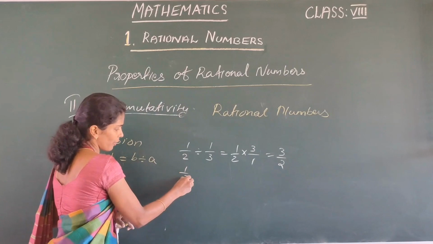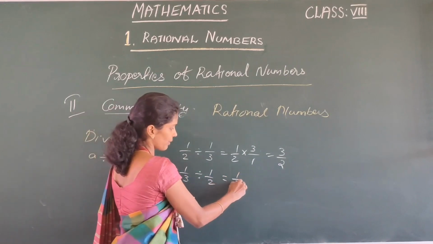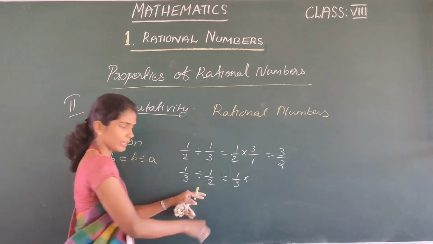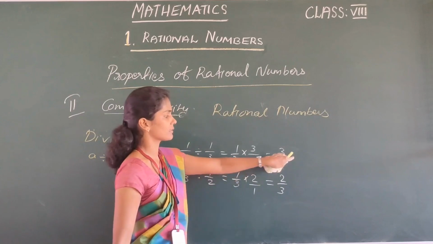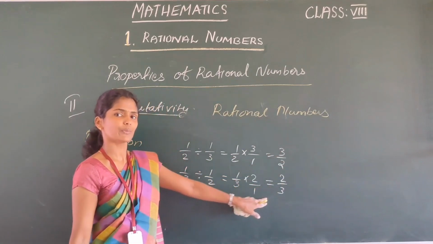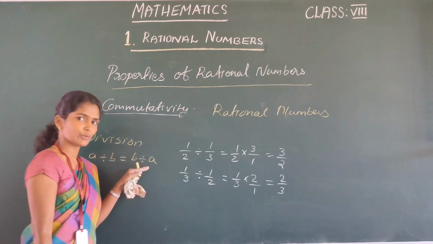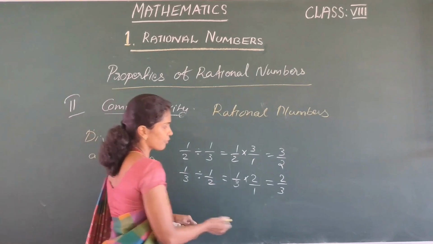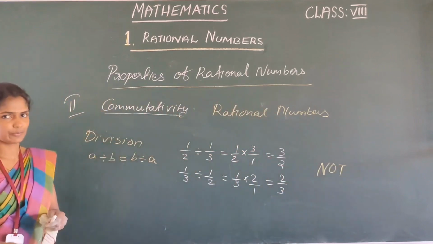What about 1 by 3 divided by 1 by 2? This is equal to 1 by 3 into the reciprocal of 1 by 2, that is 2 by 1. This is equal to 2 by 3. 3 by 2 is not equal to 2 by 3. That means a divided by b is not equal to b divided by a. Therefore, division is not commutative.